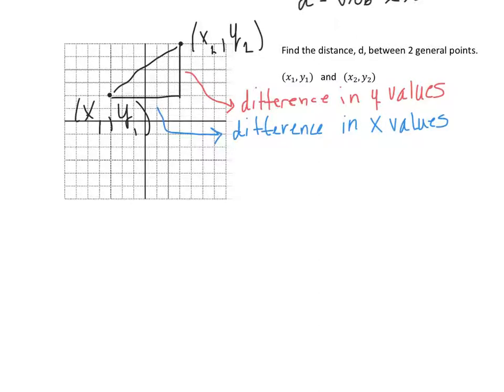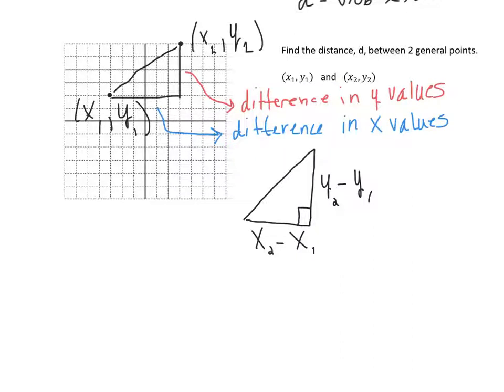So next we are going to look at this y direction in generic terms. We talked about how it ended up being the difference in the y values, y sub 2 minus y sub 1. And the number of spaces here is the difference between the x values, which would be x sub 2 minus x sub 1.